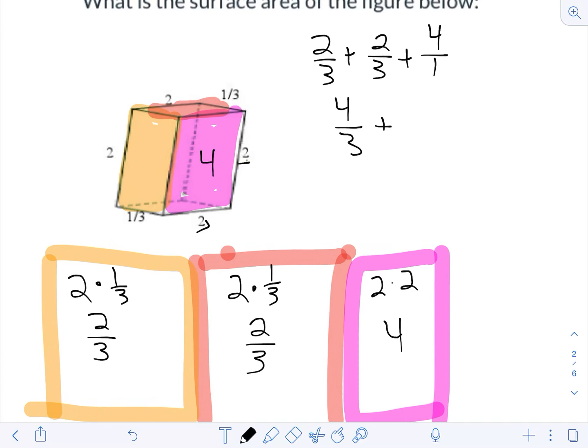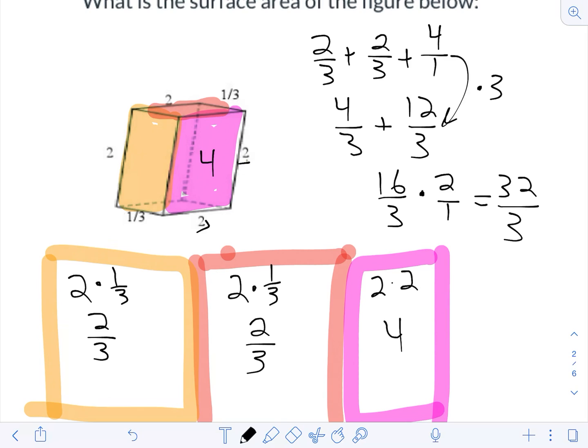We got 4/3 plus 4/1. But now we got to do something with that. So let's see here. What can I write 4/1 as? Times 3. You get 12/3. Add them up, you get 16/3. And that's the sum of the area of all three faces. But we need 6, so let's double it. 32/3. And 32 doesn't go into 3, so we're done right there.